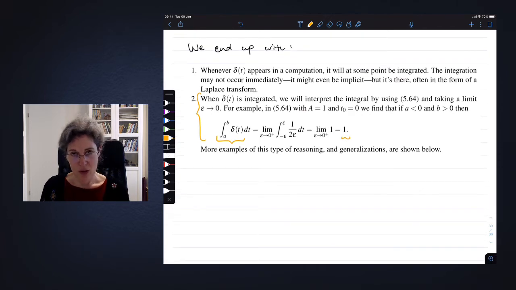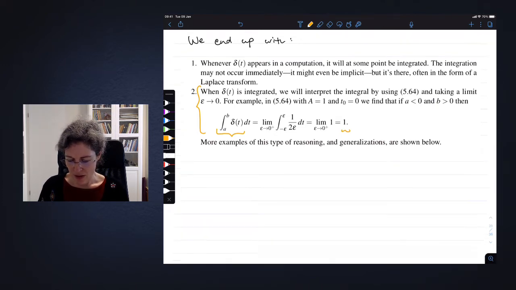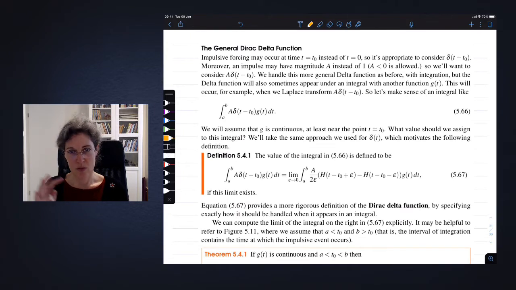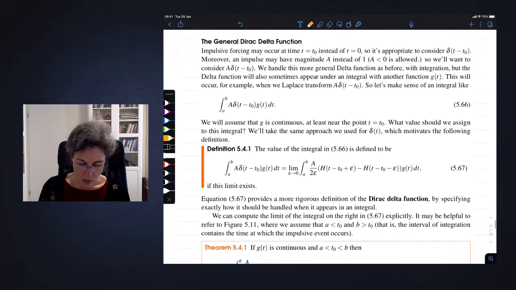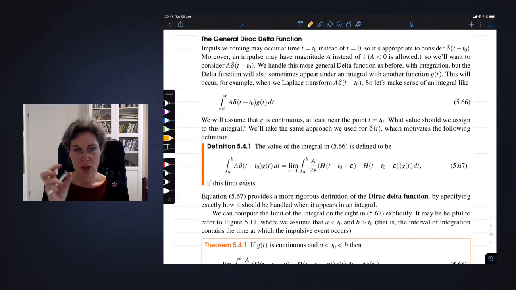Okay, so it's a little bit of a weird one. It's easier to see when we do some more examples. If we want to think a little bit more generally, because often we're going to be multiplying our delta function times some other function, for example a g of t, and just like with the Heaviside function, we're probably going to want to shift it, and we might want to have some amplitude.